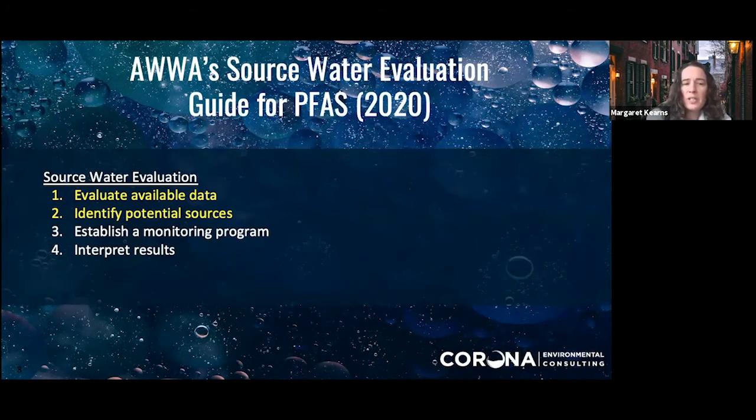They break it out into 4 steps for source water evaluation. The first being evaluate available data, identify potential sources, establish a monitoring program, and interpret the results. In our talk today, we're really going to focus on these first 2, evaluating the available data and identifying those potential sources. But we just want to point out that this is part of a larger process to establish a monitoring program, interpret results, and actually take action.